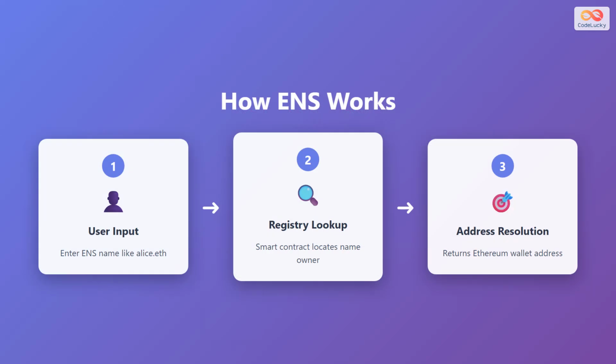The ENS system works in 3 straightforward steps. First, a user enters an ENS name, like alice.eth. Second, the ENS registry, which is a smart contract, looks up who owns that name and locates the associated information. Third, the system performs address resolution, returning the actual Ethereum wallet address that corresponds to that name. This entire process happens automatically and securely on the blockchain.